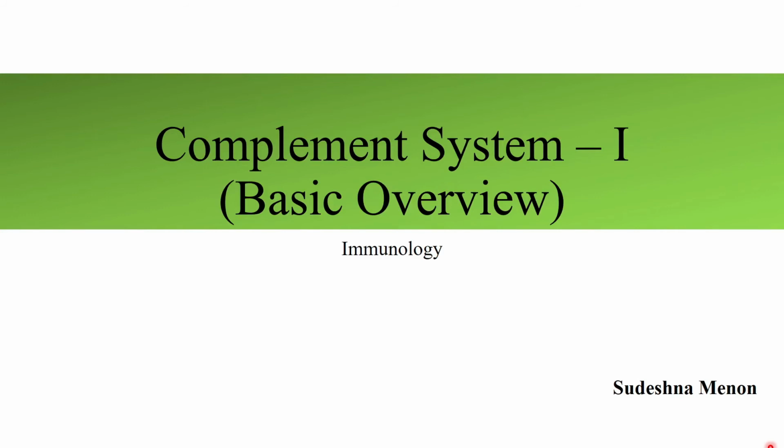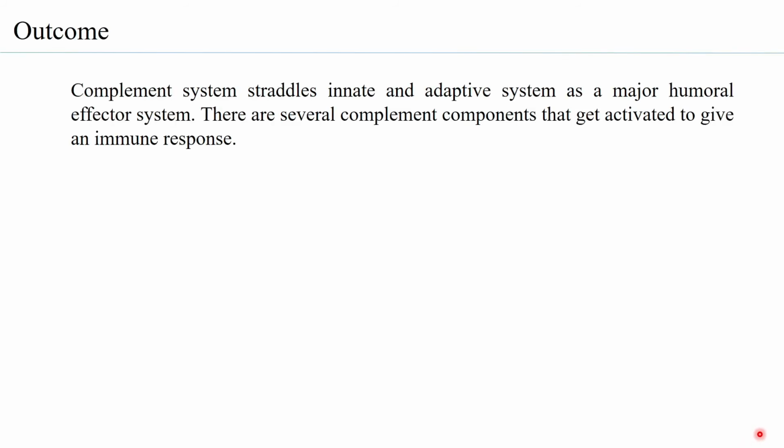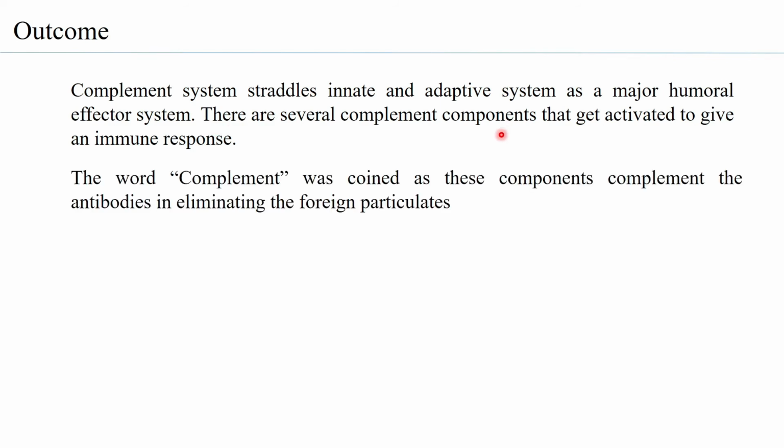Complement system. This session will give you a very basic overview on one of the most active components of the immune system. So let us look at the learning outcome of this session. The complement system straddles the innate and adaptive system as a major humoral effector system. So along with antibodies, even the complement system eliminates the foreign particulates.